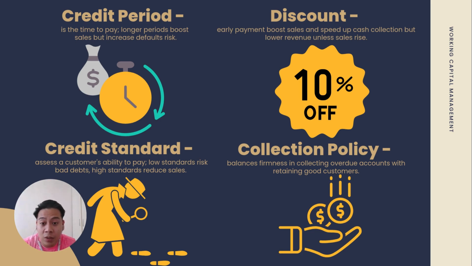When we say discounts, these are price reductions for early payments, like a 2% discount if paid within 10 days. While discounts can accelerate payments and stimulate sales, they may reduce revenue unless sales volume compensates for the lower prices. Next is credit standards. These refer to the financial criteria customers must meet, such as debt ratio and payment history. Stricter standards reduce bad debt but may also limit sales, requiring a balanced approach.